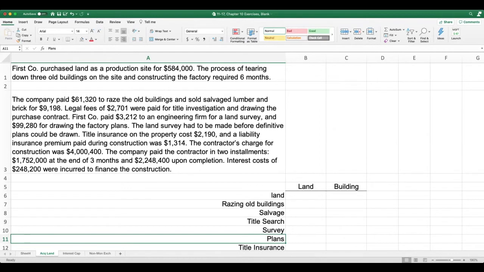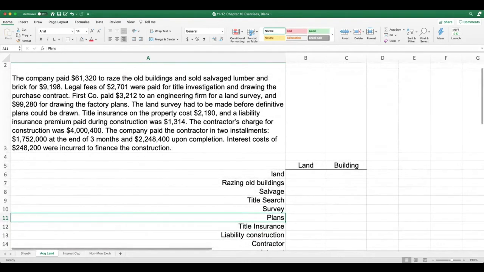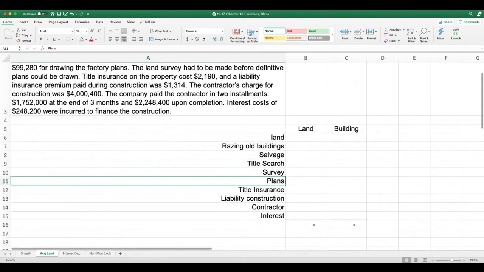Liability insurance premium paid during construction was $1,300. The contractor's charge for construction was $4 million, and the company paid the contractor in 2 installments of $1.7 million and $2.2 million upon completion. Interest costs of $248,000 were incurred to finance the construction. So there's all of our costs. I've gone ahead and listed them all out here, all the costs that they talked about up here. Now we're just going to go through and assign them to either land or buildings.